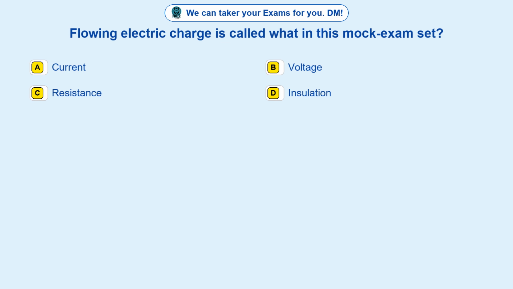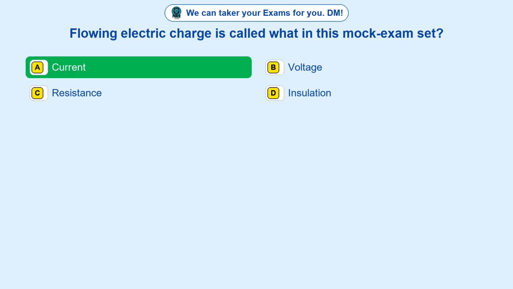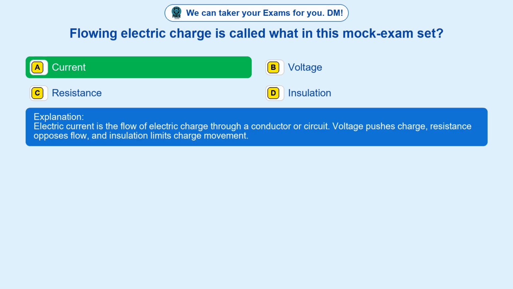Question 69. Flowing electric charge is called what in this mock exam set? Option A, current. Option B, voltage. Option C, resistance. Option D, insulation. The correct answer is option A. Current. Electric current is the flow of electric charge through a conductor or circuit. Voltage pushes charge, resistance opposes flow, and insulation limits charge movement.